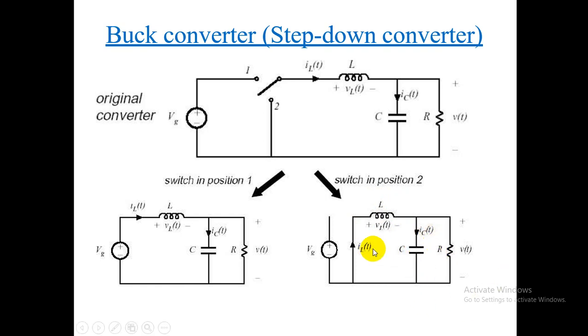Whenever the switch is at position 1, the inductor stores the energy and there is also output voltage, but whenever the switch is at position 2, the inductor plays a vital role in discharging and providing the output response. That means whatever the position of the switch, the load is getting continuous current values.